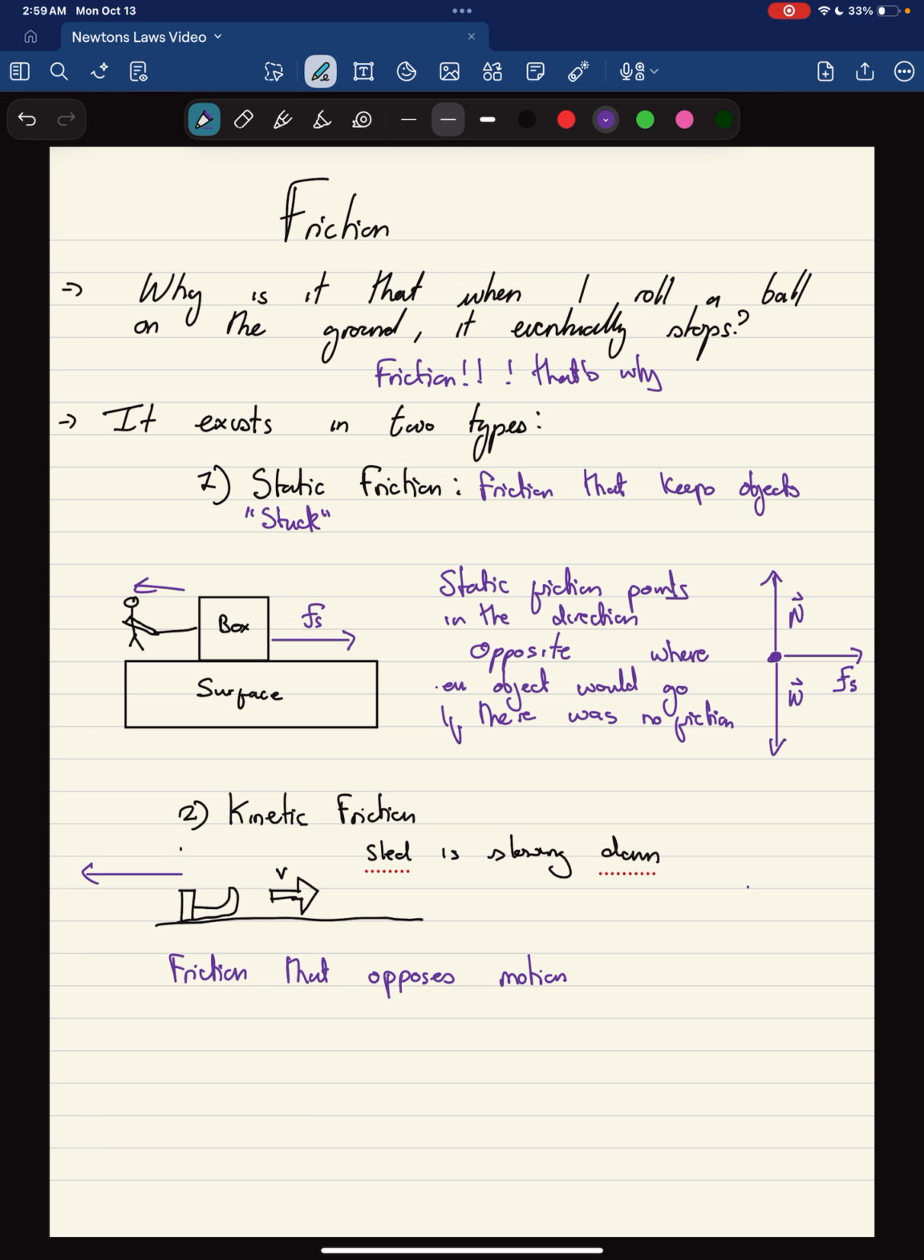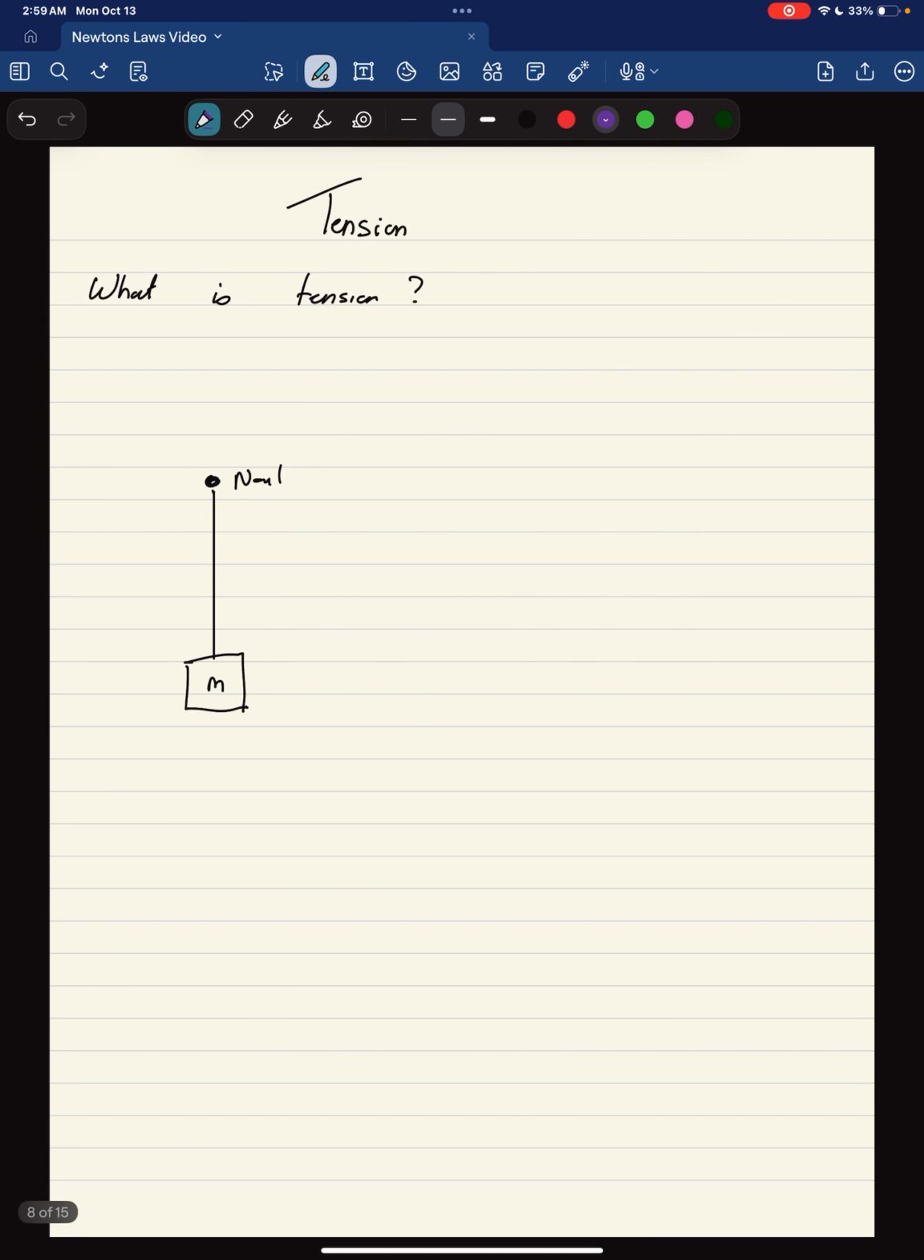So in my free body diagram, if all I had was kinetic friction, of course I'm on a surface, so I have a weight and a normal force, but in the horizontal direction I have kinetic friction. We'll talk more about these soon.